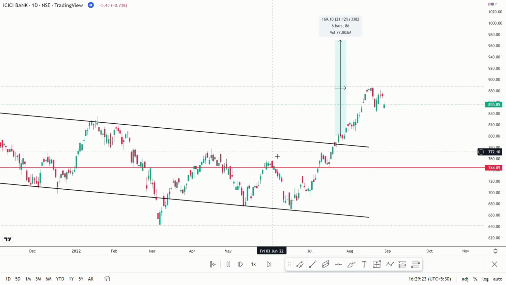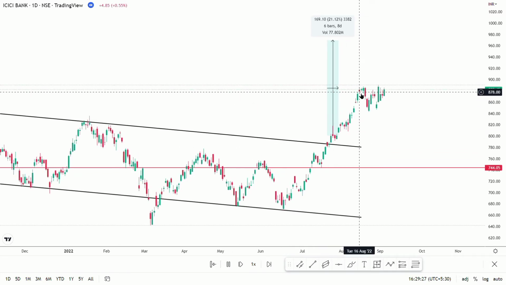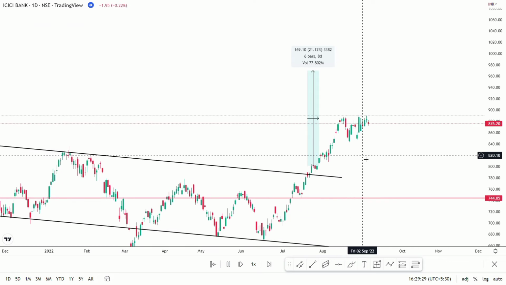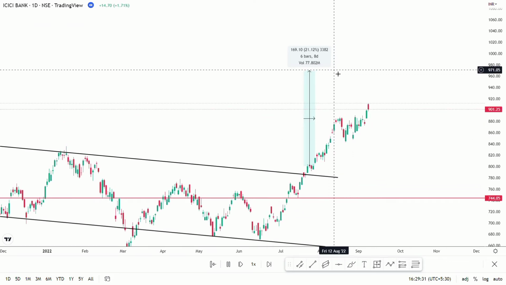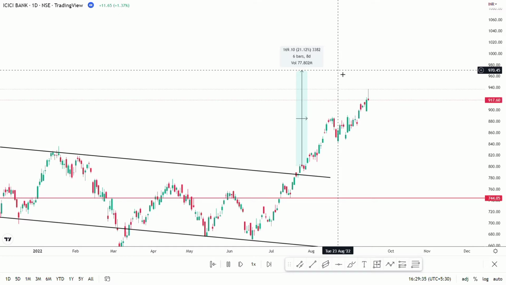So as you see, this channel has been breakout and our trade is running in profit as of now. So our target is here. Let's see, will it reach, or will our stop loss hit.